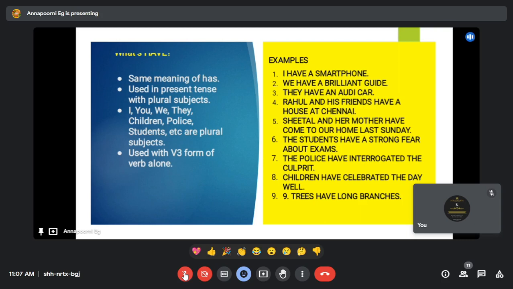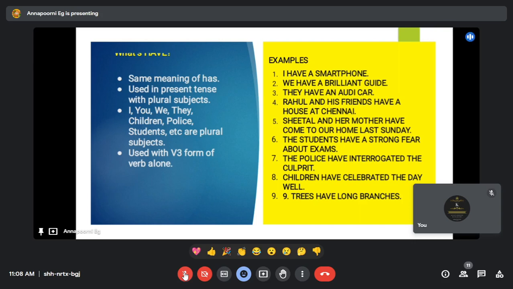Examples here you can see, I have a smartphone. So have is used with the plural subject. I is treated as a plural subject, so I am using have. We will not say I has. We cannot say I has a smartphone. That is wrong. We should always say I have a smartphone.